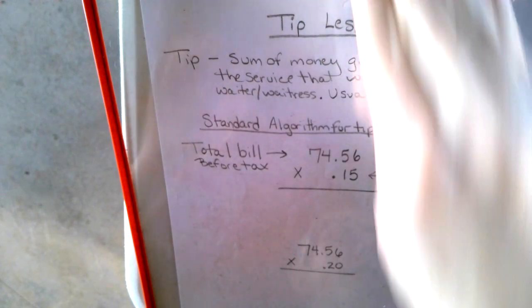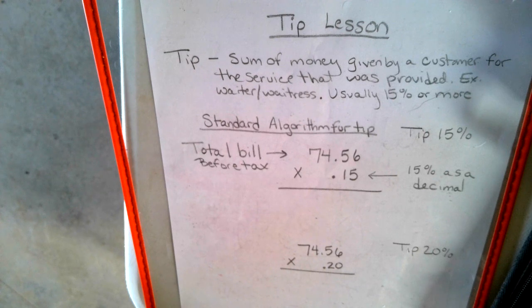All right, so we're going to look at tip today. Yesterday, it was basically the restaurant piece of how much a bill is in a restaurant with tax. So now we're going to do a lesson on tip. And tip is the sum of money given by a customer for the service that was provided. Example, a waiter and a waitress, usually 15% or more.